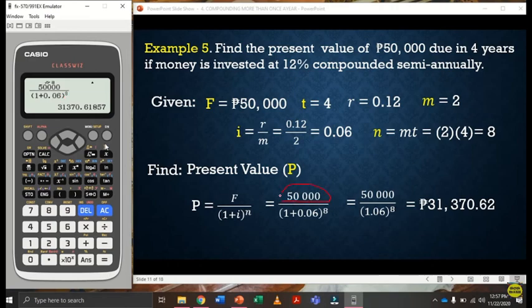50,000. Then, principal ang kuhaon ha. 1 plus, yung I natin, 0.06 to the power of 8. So, kani ang kuhaon nimo. 1 plus 0.06, 1.06, then to the power of 8. After that, i-divide lang. 50,000 divided by ang result ni 1.06 to the power of 8. So, the answer is 31,370.62. Mao ni ang iyang principal.